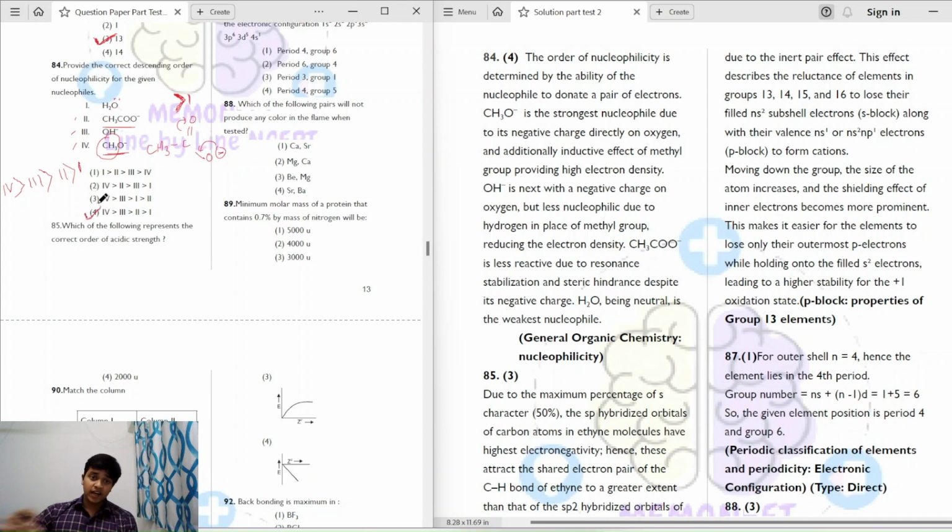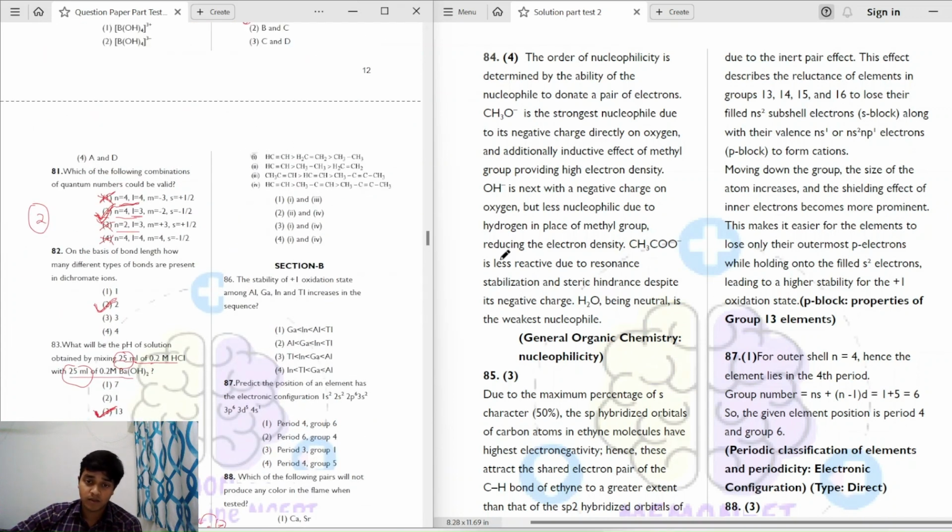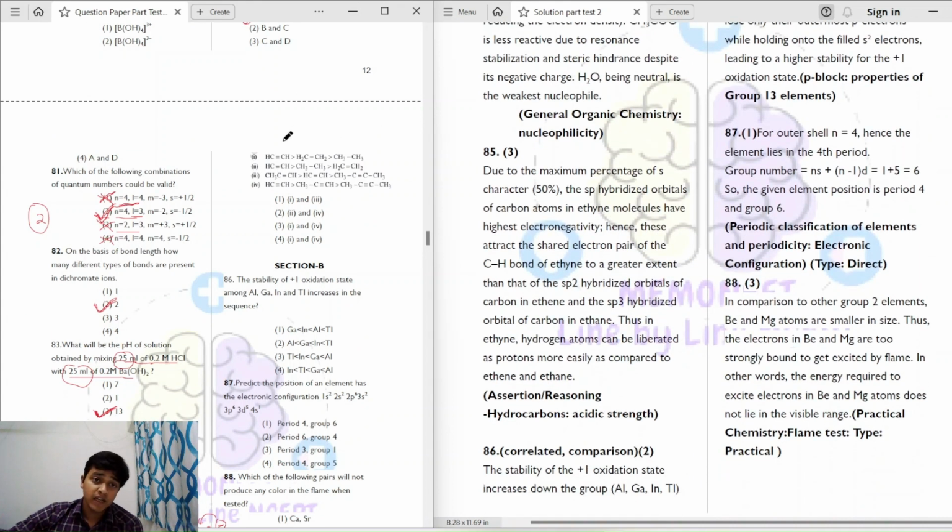Moving on to the next and last question of section A. The question says, which of the following represents the correct order of acidic strength? So we have to talk about the correct order of acidic strength, and here we have hydrocarbons, right? In hydrocarbons we have alkynes, alkenes, and alkanes. In alkynes we have sp hybrid carbons, in alkenes we have sp2 hybrid carbons, and in alkanes we have sp3 hybrid carbons. So we know that for acidic character, there should be an electron withdrawing effect, right?